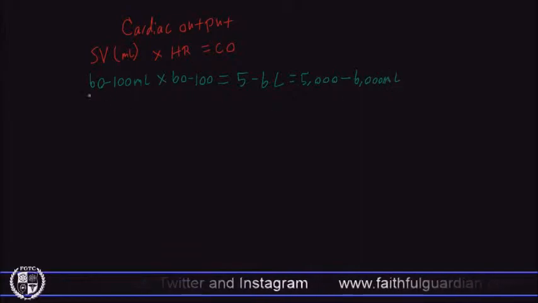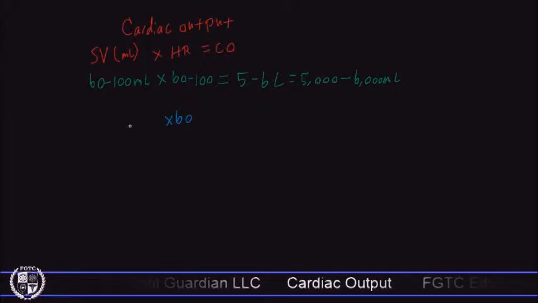So if we have somebody who is an athlete, for example, and this athlete exercises a lot and does a lot of cardio, what we may see is their heart rate may be on the lower side. So they may have a heart rate of 60. And their stroke volume may actually be a little higher because their heart is a whole lot healthier.